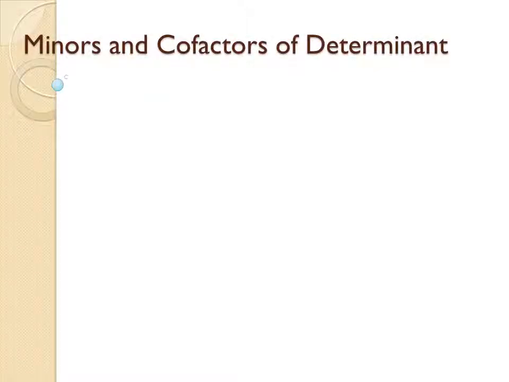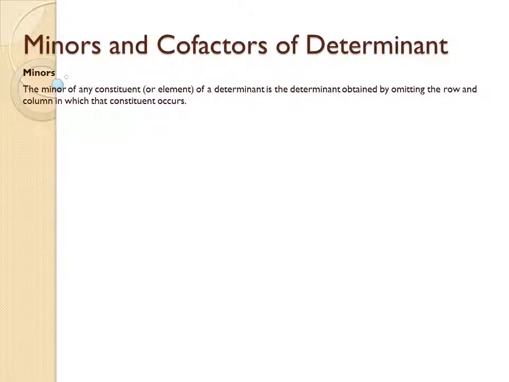Next one is minors and cofactors of a determinant. Okay, so first we have to know what a minor is. The minor of any constituent of a determinant is the determinant obtained by omitting the row and column in which that constituent occurs. What does this mean? I will show with an example.